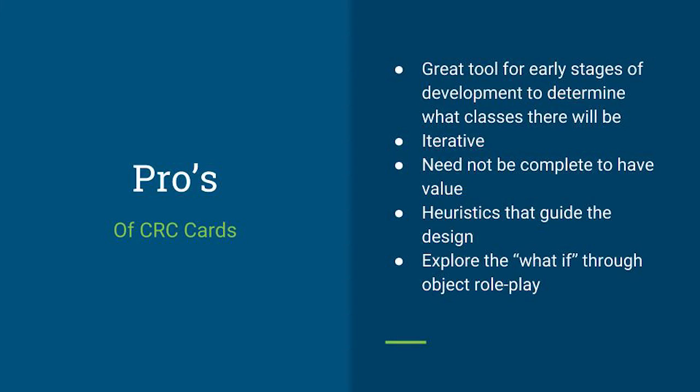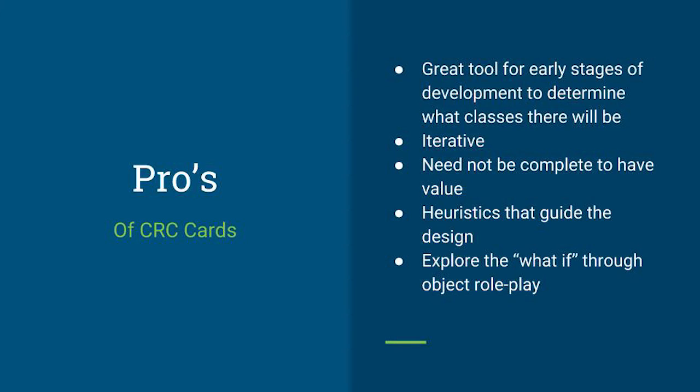Heuristics guide the design: class name, responsibilities, and collaborators. They're highly iterative. You can change them. They change as the team members discover more and new things that need to be done with each individual class.